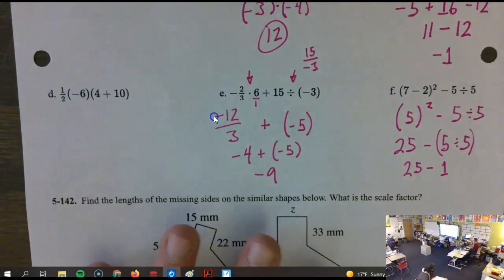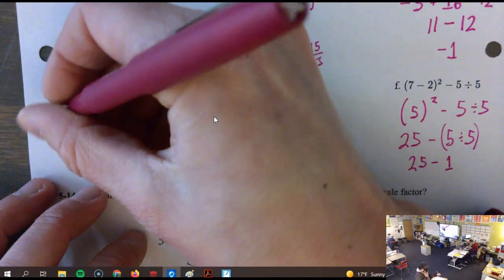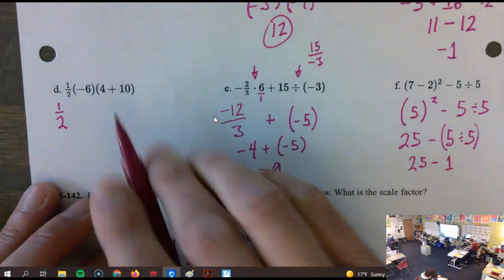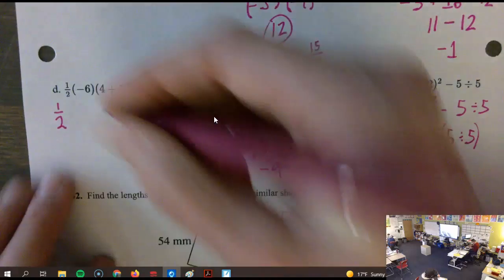I hate masks. I love them for the fact that we are in school. I hate that I cannot hear you guys. What step would be first here? Parentheses.